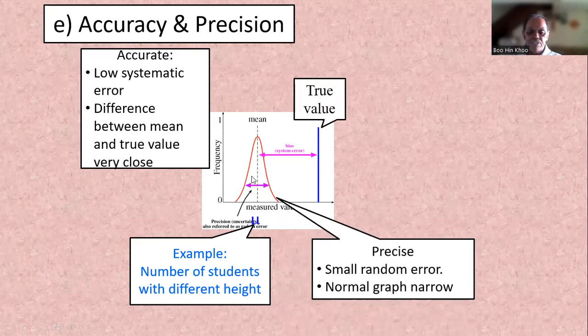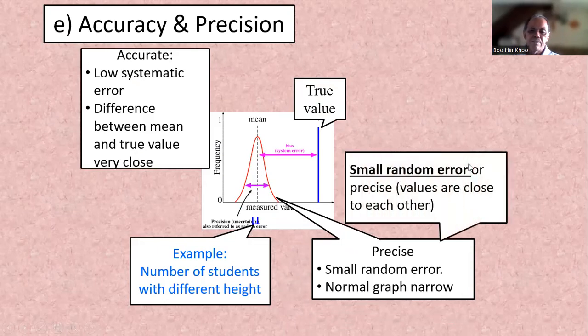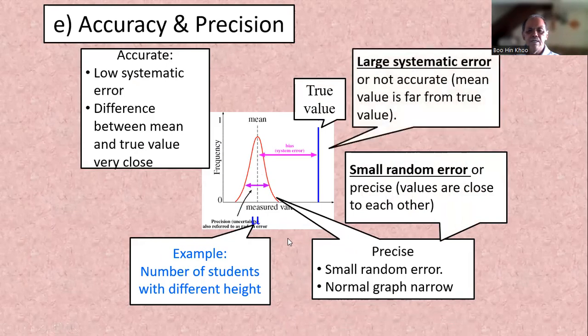This is precise because the bell shape is narrow, or we say small random error. Precise means values are very close to each other. That's why it's narrow. Large systematic error in this case. When we look at systematic error, we look at this is the true value and that's the mean value. They're very far away. Compare with the scatter between the mean value and any other value.